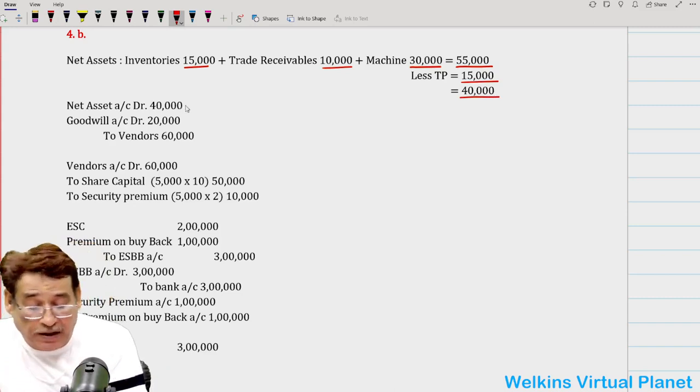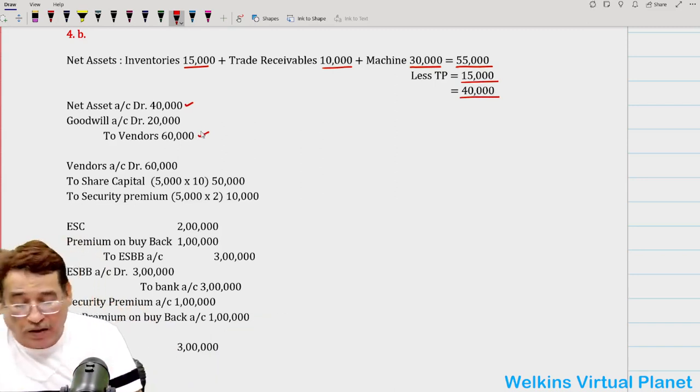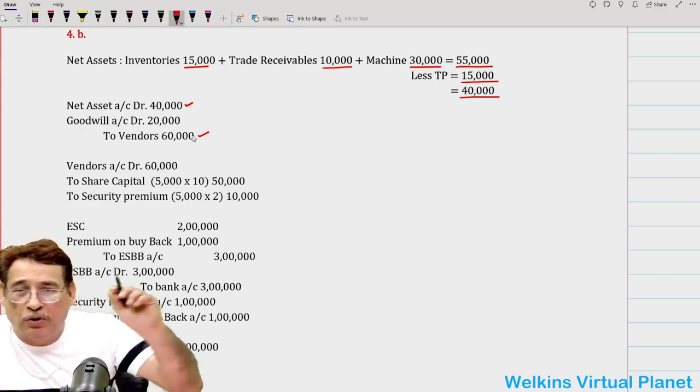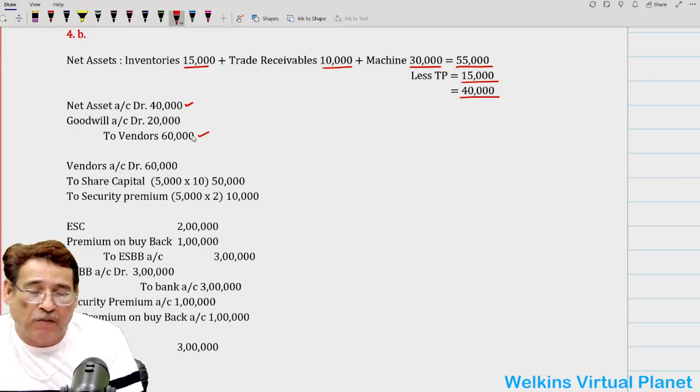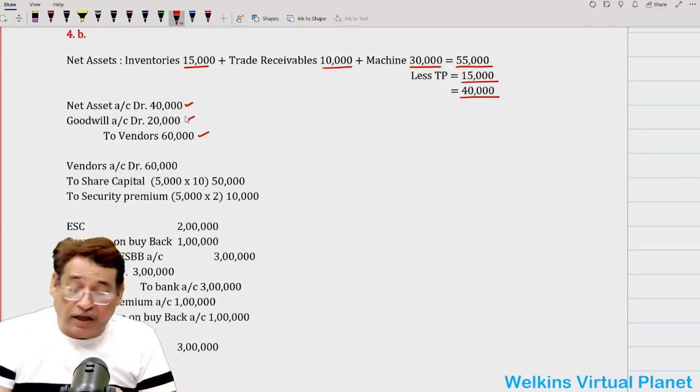My entry will be net assets 40,000. But how much am I paying to the vendors? Vendors means those from whom I am acquiring. So I am getting 40,000 worth of business, but I will have to pay to the vendors or to the other entity from whom the business is being purchased 60,000. So the difference will, of course, be treated as goodwill.